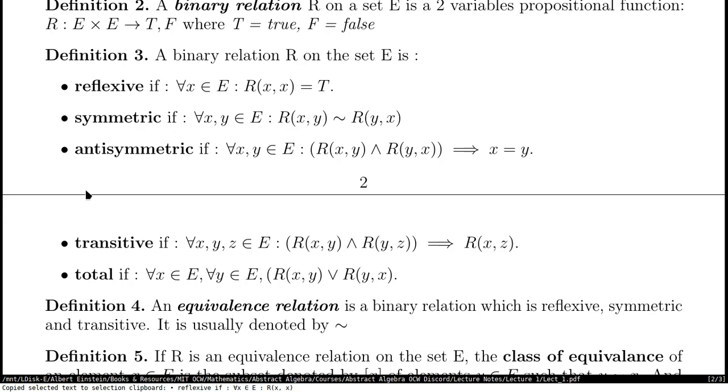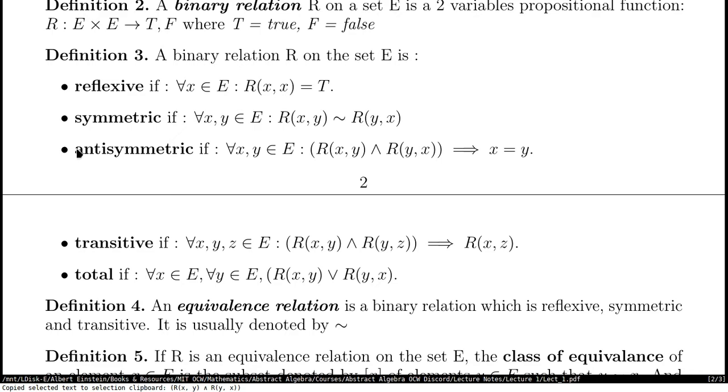When it's anti-symmetric, it's exactly the opposite, right? You take the two elements. If you have R of xy and R of yx, these are statements that the relationship is true. If both of them are true, then that must imply that these elements are equivalent, that they're the same.